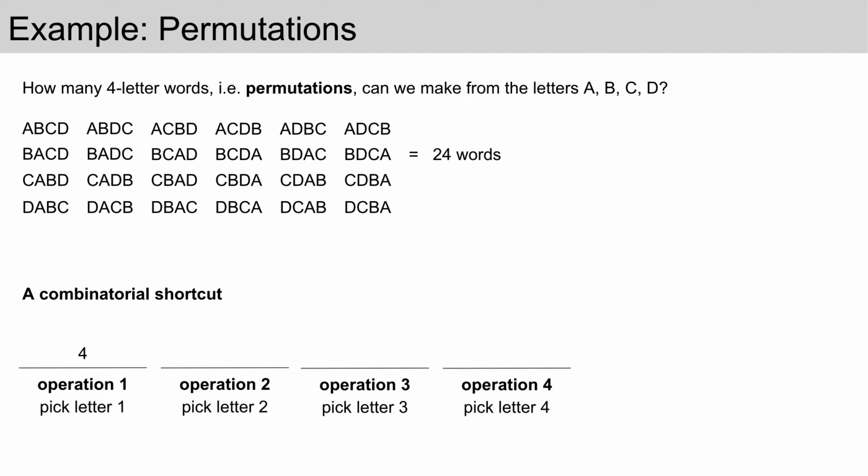Thus, after we use up one option for the first letter of our word, there are only 3 options for the second letter. Subsequently, there are only 2 options for the third letter and 1 option for the last letter. In total, there are then 4 factorial, or 24, different words that we can make from our 4 letters.